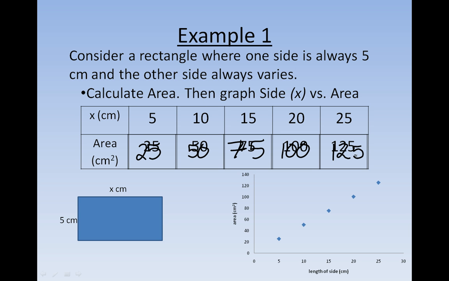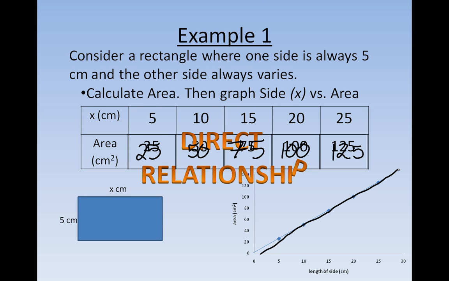Excellent. Okay, and then when you graph the data of length of side, x, by the area, your y value, you see that you get this nice linear line. Now, in science, our data is never going to be quite that perfect. But generally, when you draw the best fit line, if it looks like a straight line, then you say that the relationship is direct. That is a direct relationship between length and area. As one increases, so does the other.